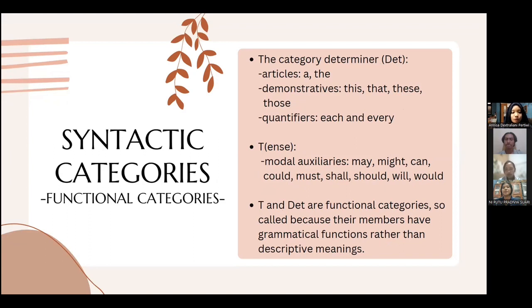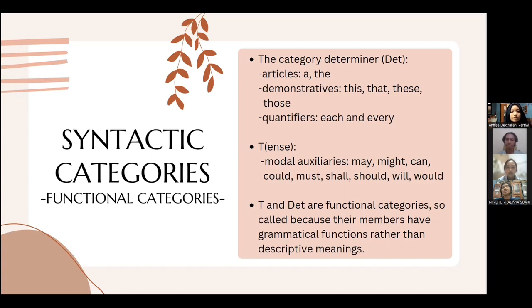And the last one of syntactic categories is functional categories. The first one is determiner. Determiners include articles, demonstratives, and quantifiers. Articles such as a or the, demonstratives such as this, that, these, and those. Quantifiers such as each and every.